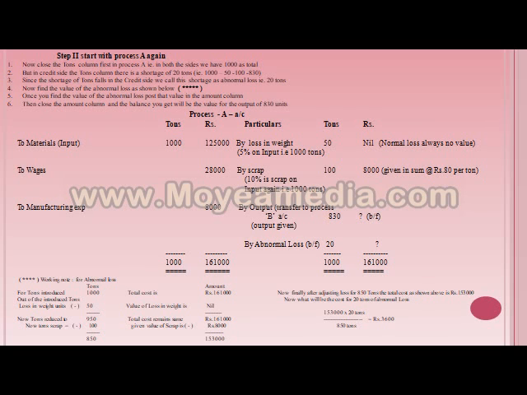Then you close the amount column of process A. You'll get a balancing figure in the amount column on the credit side. That balance will be the real balance for the output which is being transferred to process B, that is, for 830 tons. I hope this is clear for process A.